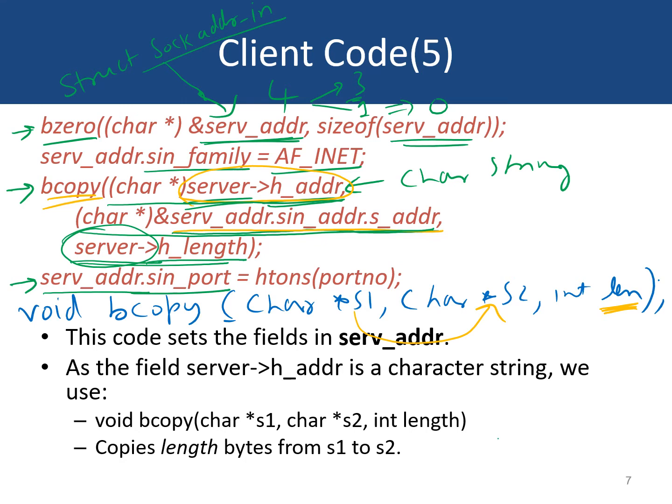And once again, before copying the server port number, which was passed as a command line argument, into the server_address structure, we are using this htons function to convert it into network byte order.